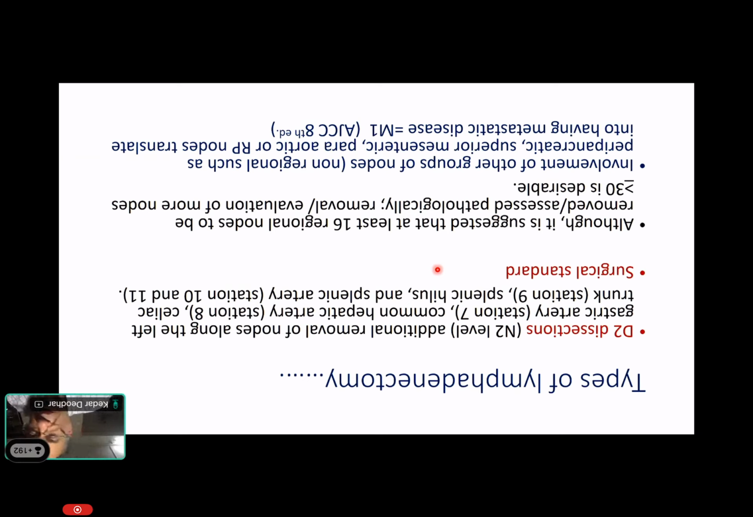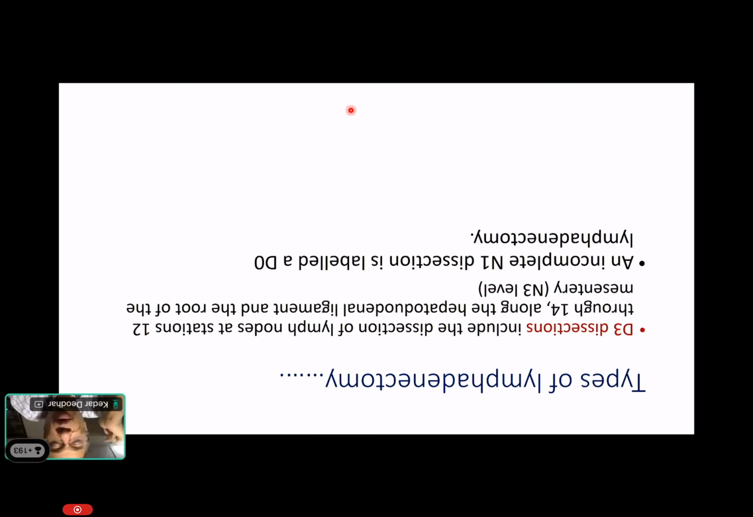So it is suggested in stomach that at least 15 or 16 regional nodes be removed, but removal or evaluation of more nodes, such as 30 or more, is desirable. Involvement of other groups of nodes, which are para-aortic or peripancreatic nodes, are not considered regional nodes, and they are regarded as M1 disease. So D3 is a more extensive lymph node dissection. This can give rise to a lot of morbidity post-operatively. But the surgical standard is that D2 dissection should be done.